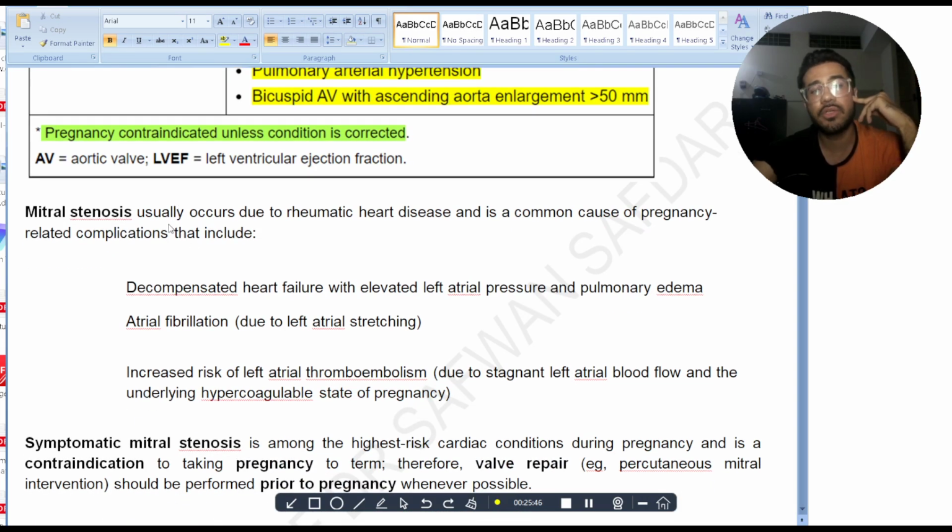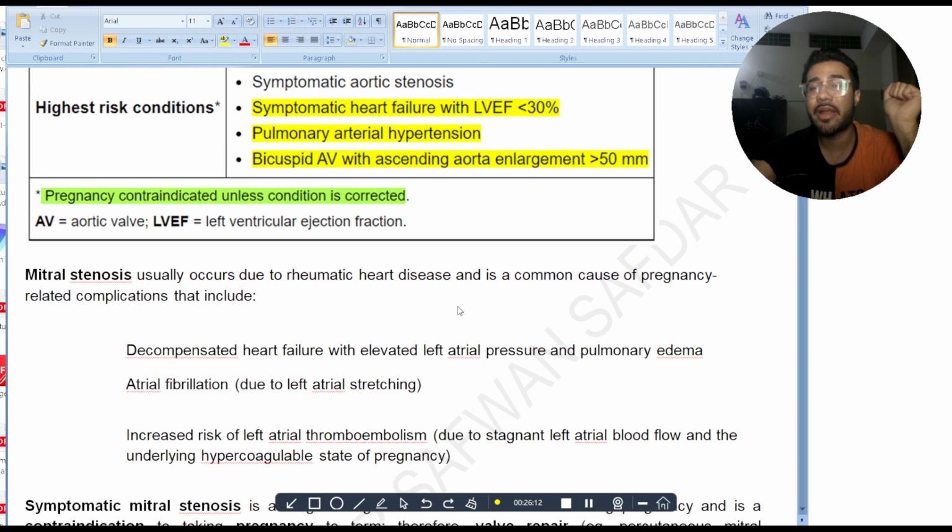So, mitral stenosis usually occurs due to rheumatic heart disease. Initially, there is regurgitation. After 10 years, the patient develops stenosis, and it is a common cause of pregnancy-related complications that include decompensated heart failure. The patient may be in compensated heart failure, but when the patient becomes pregnant and the load on the heart increases, that results in decompensation of the heart failure with elevated left atrial pressure and pulmonary edema.